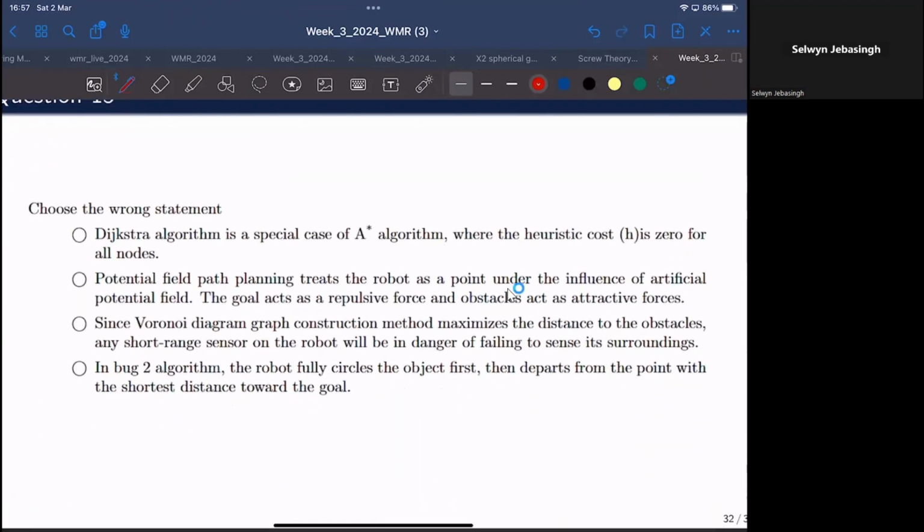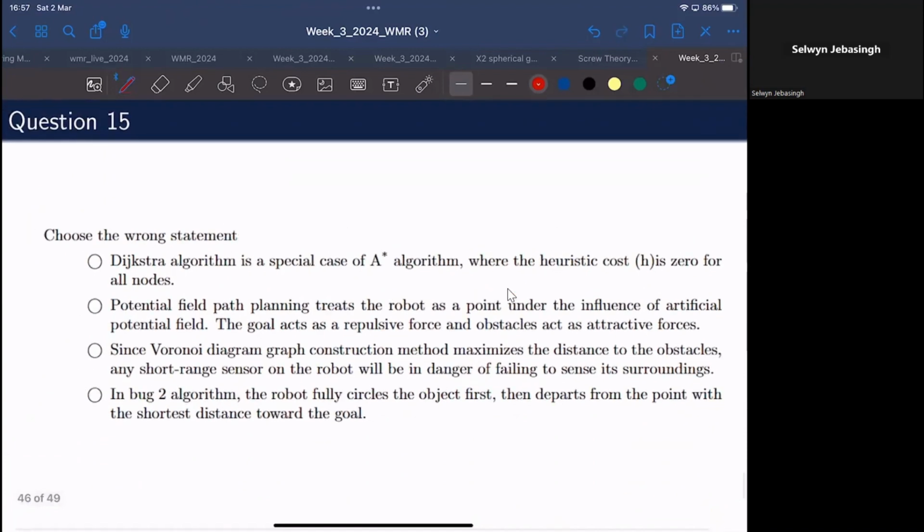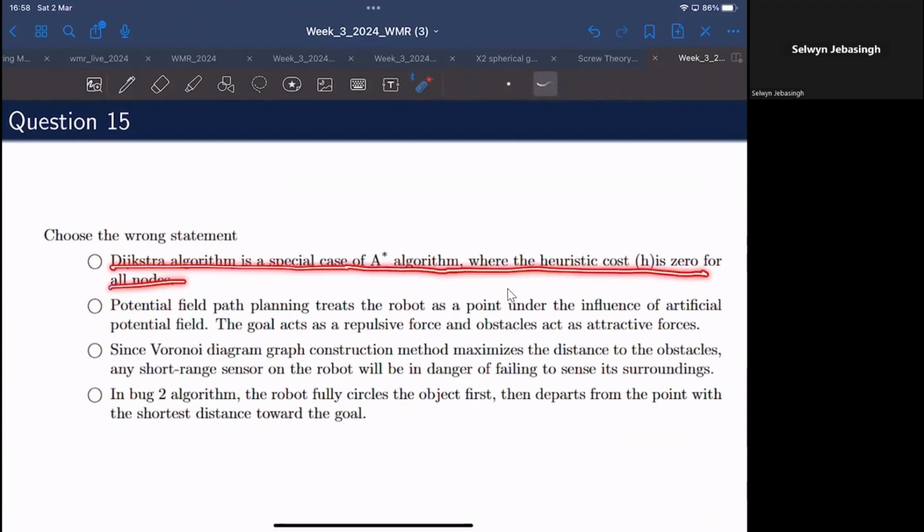Okay, a couple more questions. For question 15, choose the wrong statement. So the first statement is Dijkstra algorithm is a special case of A-star algorithm where the heuristic cost is 0 for all costs.